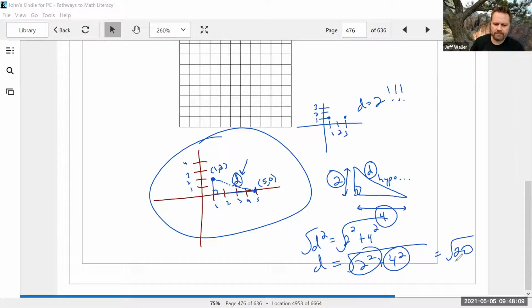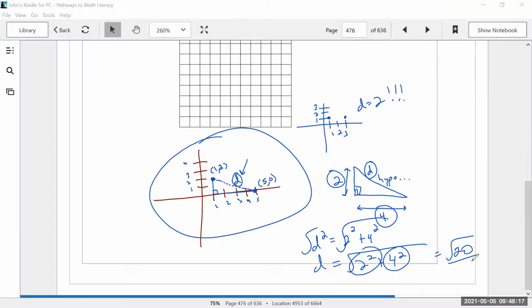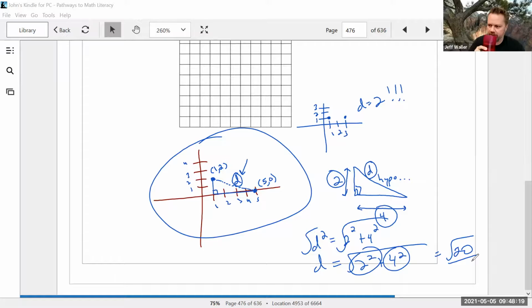Can somebody give me an estimate of what this is? 4.5. Sure. All right. I like it. It's somewhere between 4 and 5 because it's somewhere between 16 and 25. I like it.